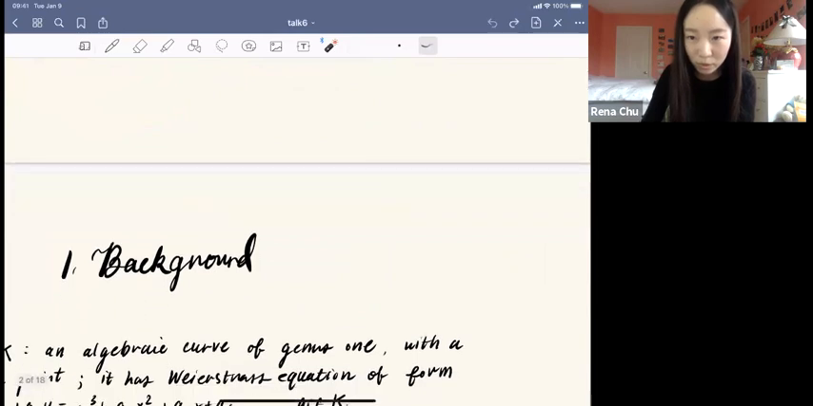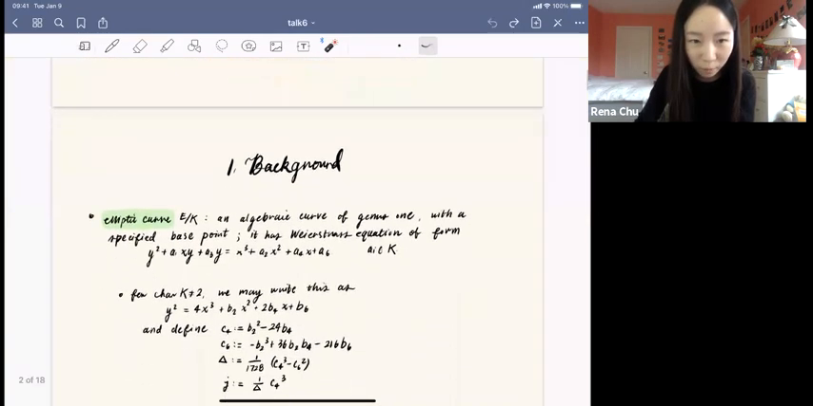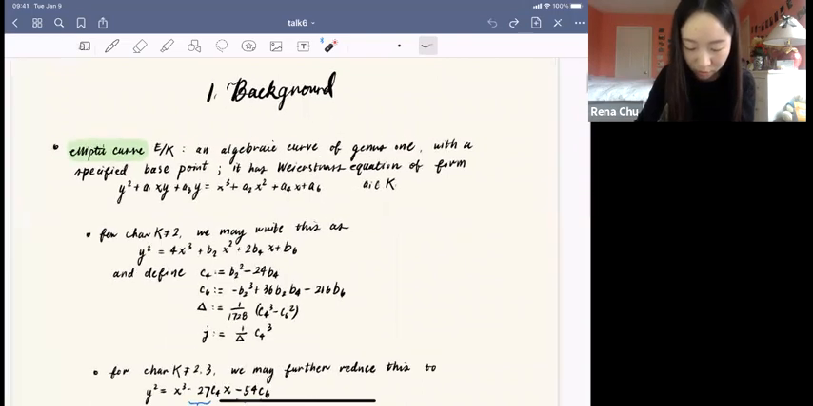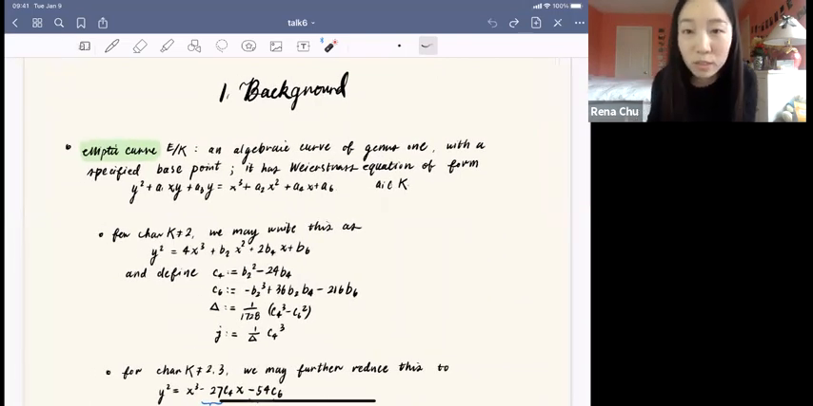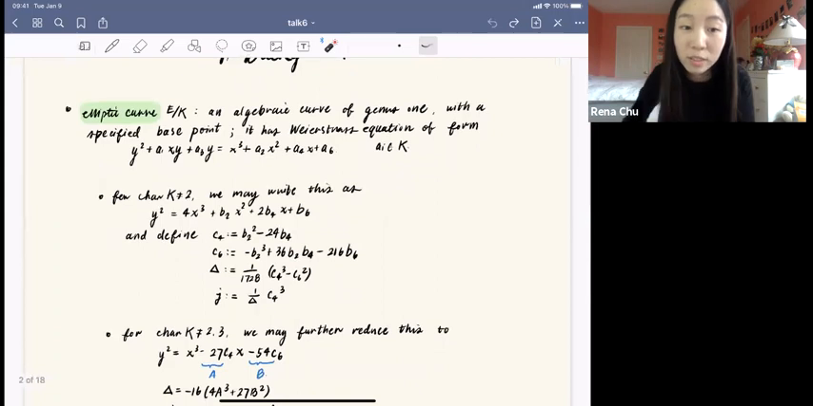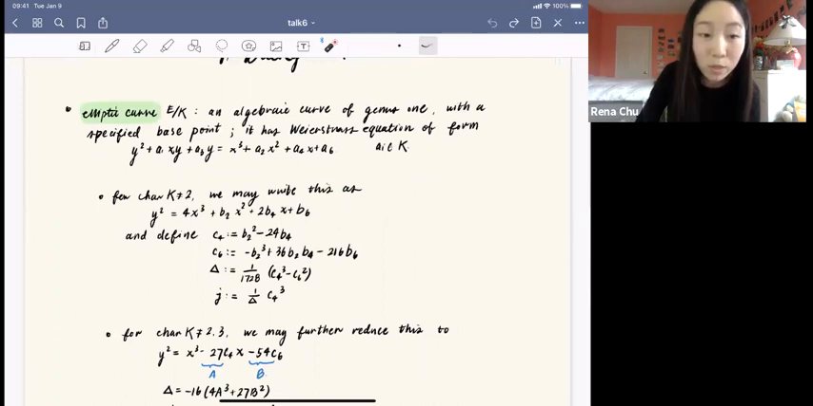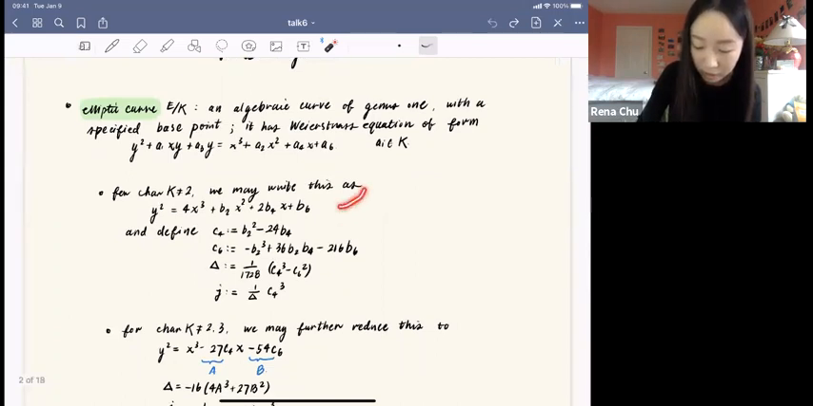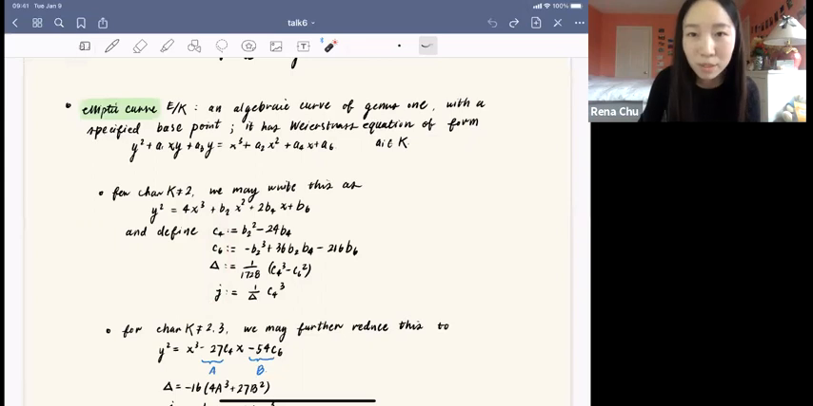So let's begin with the definition of an elliptic curve. This is an algebraic curve of genus 1, and it has a specified base point and a Weierstrass equation of this form, where the coefficients are in our field K. For characteristic not equal to 2, we can write, via a change of variables, the Weierstrass equation of this form, where the b_i's are defined in terms of the a_i's. We can also define these invariants in terms of the b_i's, and we will see this come up later on.